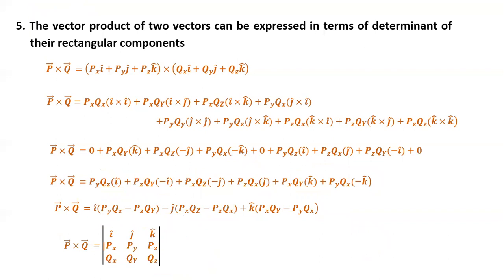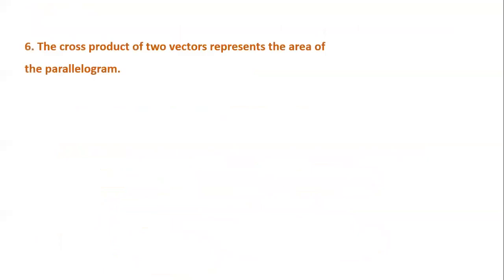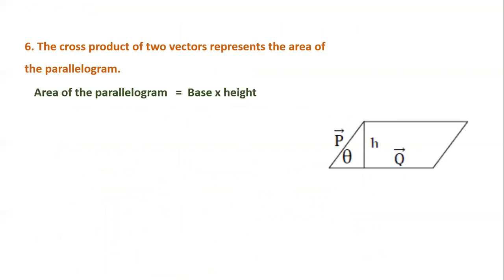Now next characteristic. The cross product of two vectors represents the area of a parallelogram. Now let me prove it. Area of parallelogram we know is base into height. So this is the parallelogram. The base is Q, height is H. You can see here, this is Q, the base. Height is H. So Q into H.